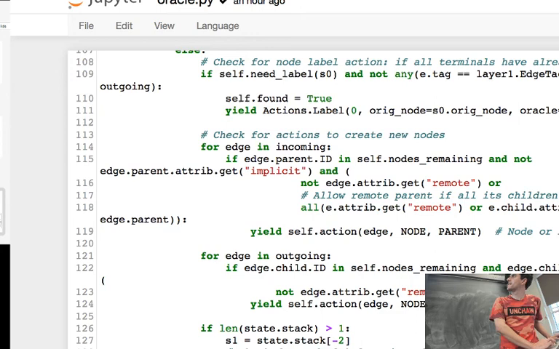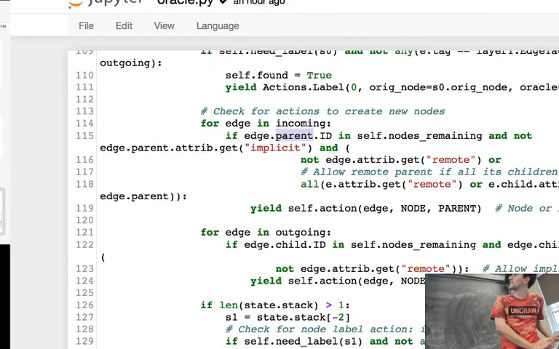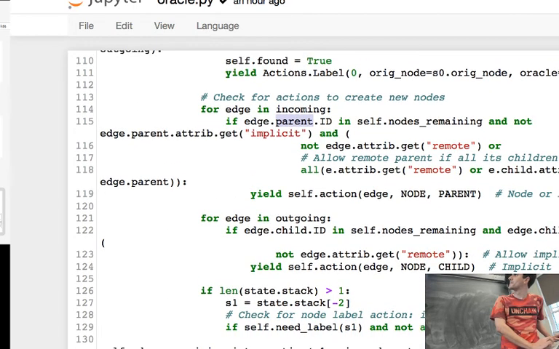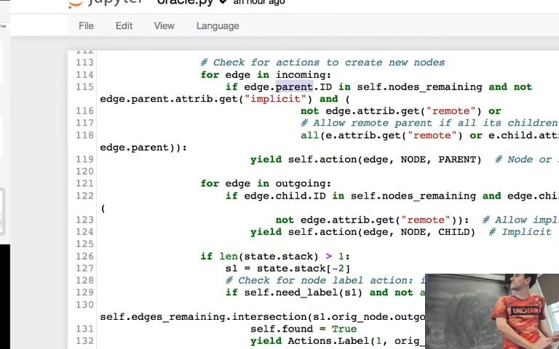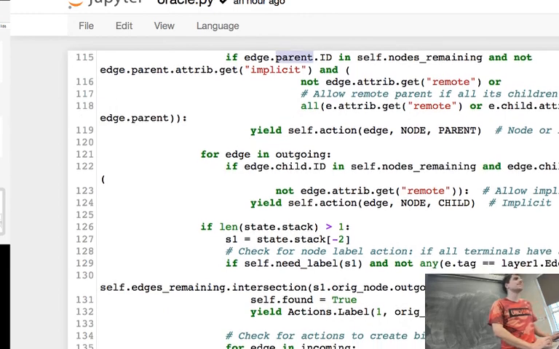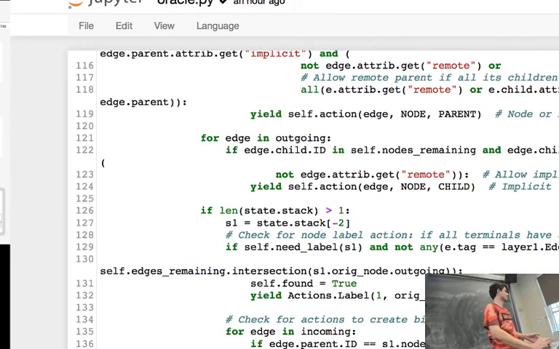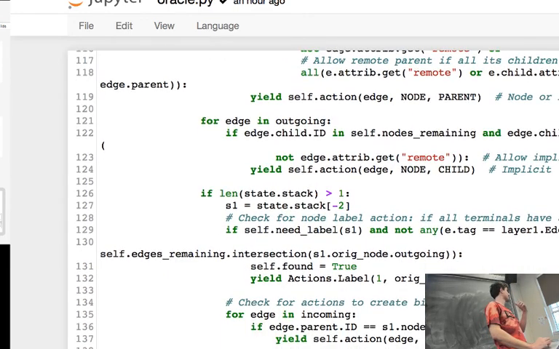So if the edge's parent is one of the remaining nodes, and it's not implicit and it's not remote, you can add this edge, and then it's sort of similar for the rest of it. But I think this code is very clear on what's exactly going on. I don't know if I should walk through the whole thing. Yeah, I don't think so.